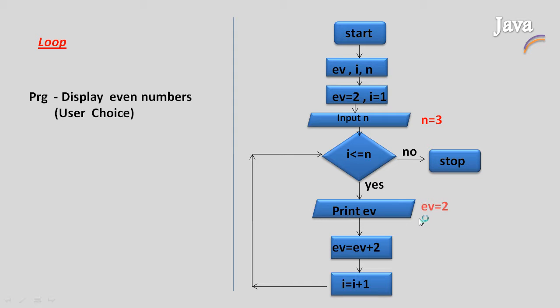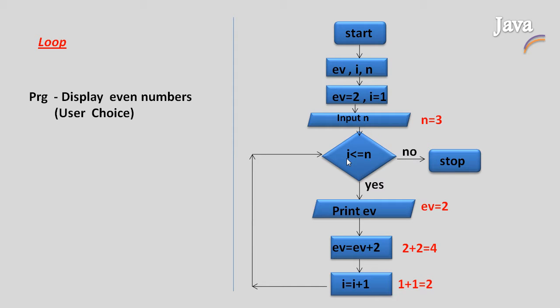First the even number is going to print. What is the value inside EV? It is 2. So 2 is going to print. We need the next even number. Okay, so the equation is EV equal to EV plus 2. So 2 plus 2, that is 4. The value of I is 1. 1 plus 1, that is 2. The loop will carry on.